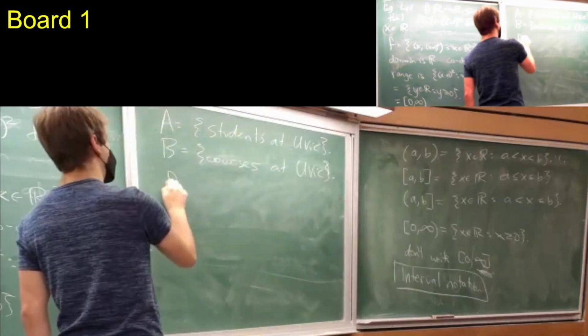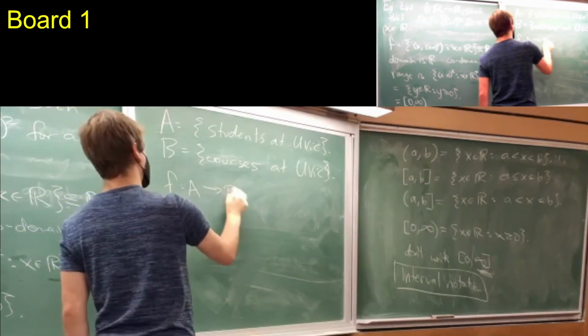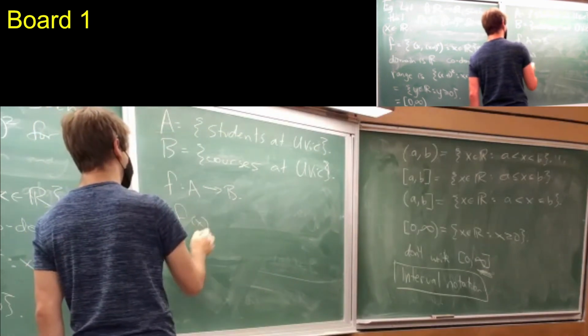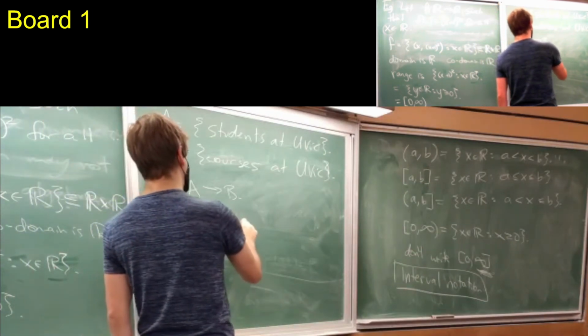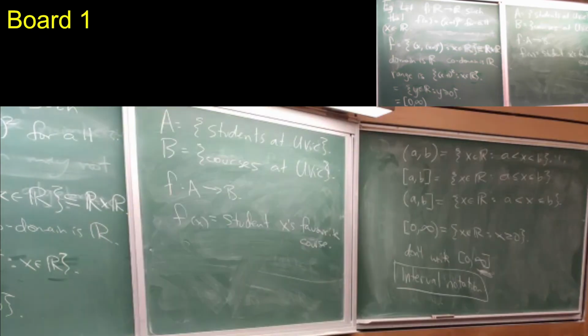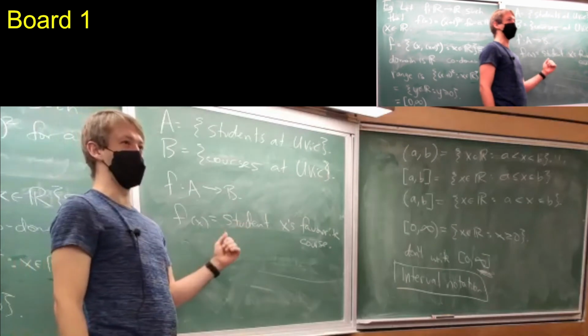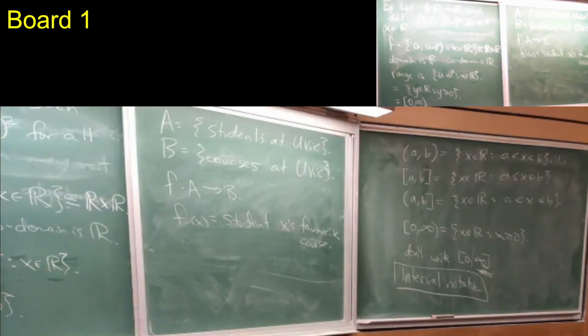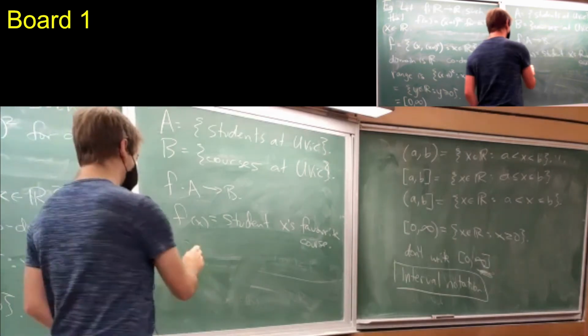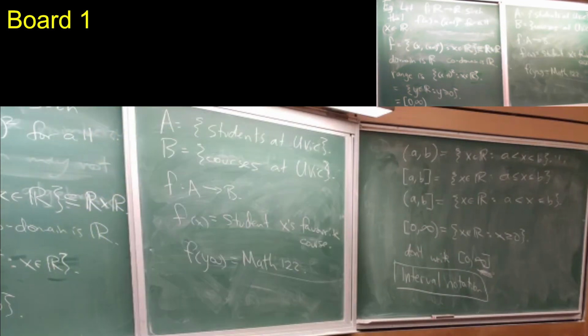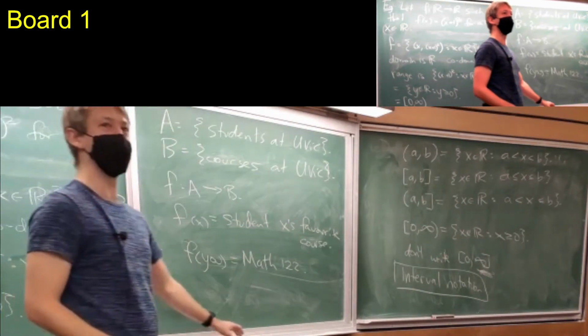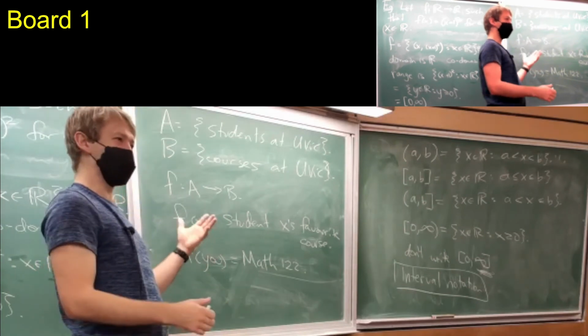And I let f be the function from A to B, such that f of x, so for each student x, f of x is student x's favorite course. You're only allowed to have one favorite, okay? If something's your favorite, it's your very favorite. So this is a function, because every input has exactly one output. Of course, like, f of u is math 122. Okay, probably not, but that is the concept here.